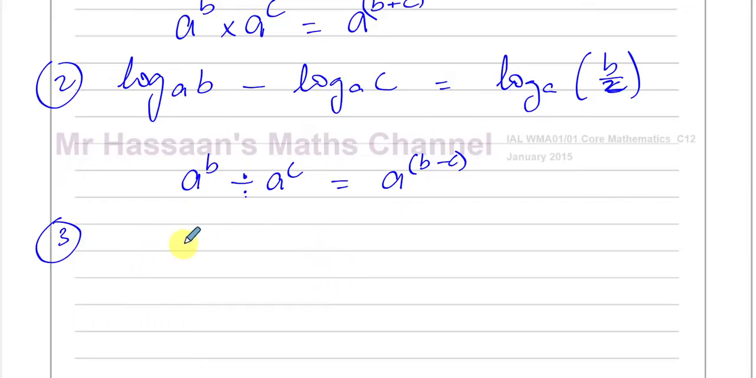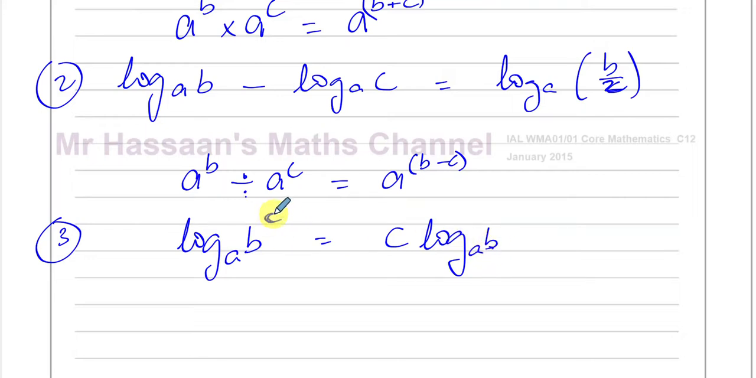The power law states, for example, log to the base a of b to the power of c is the same as c times log to the base a of b. That power there can be written as a multiple of this. So you can rewrite this in this form. And that's very important. We'll be using that a lot.